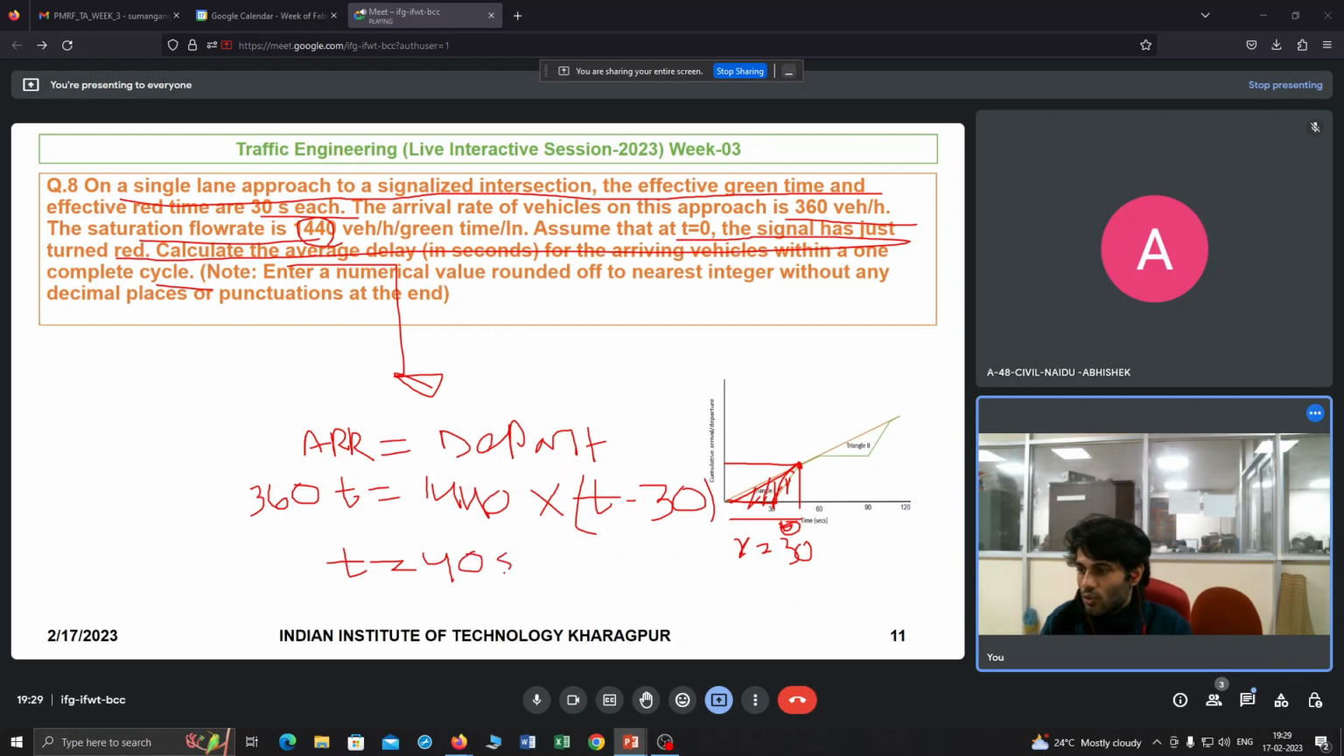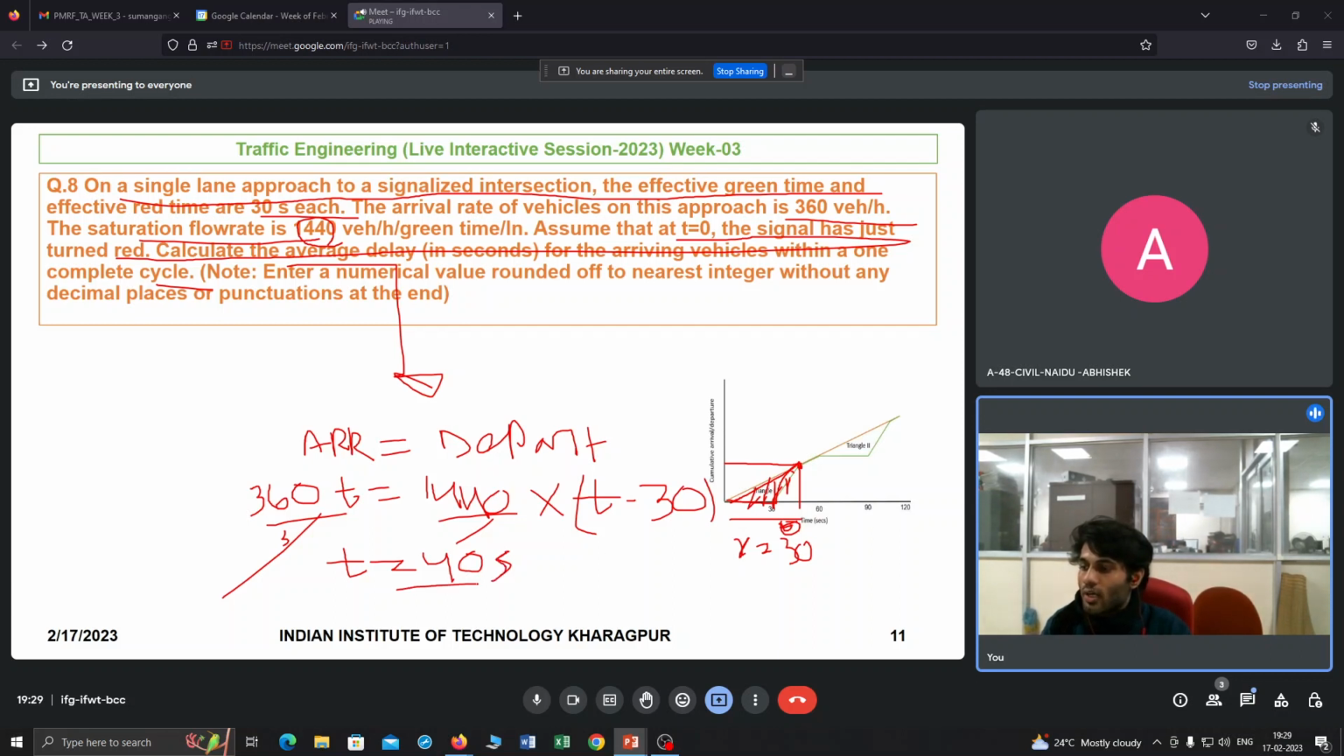40 seconds. Because these are vehicles per hour, even if I divide it by 3600 to make it seconds, it will also be divided by the same thing, so it will cancel out, right? So it will be 40 seconds. So 40 seconds is your T.